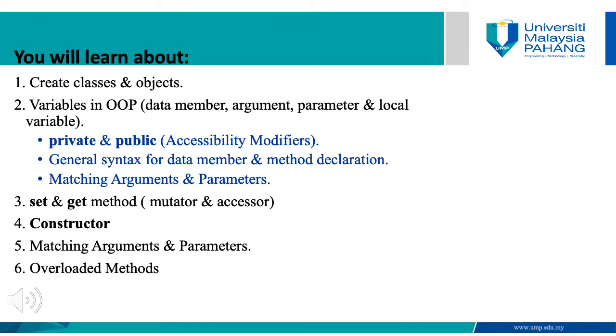Variables in OOP will be of 4 kinds: data members, argument, parameter, and local variable. Under these variables there will also be accessibility modifiers, which you define to decide what kind of modifier to use in your programming, either private or public. This will define how we can access those methods under these modifiers.